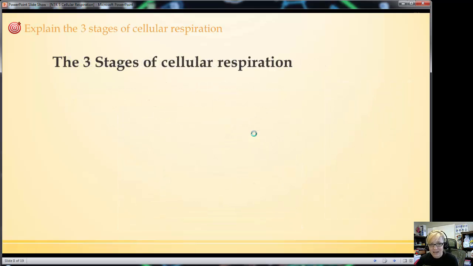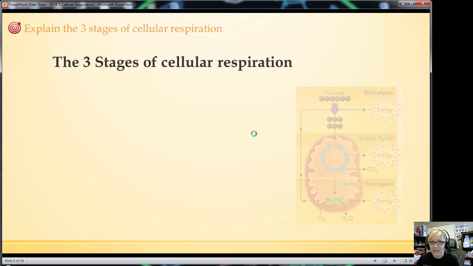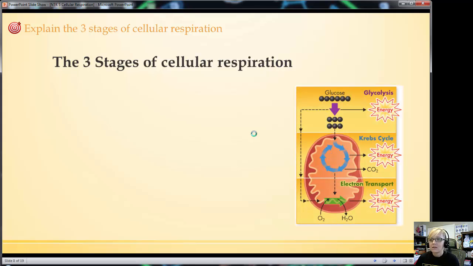Now let's move on to our next learning target, which is to explain the 3 stages of cellular respiration. I'm really summarizing it and making it as easy as possible for you guys. You need to know everything that's on this slide. So first comes glycolysis. That's our first stage, and it always needs to start with glycolysis. This is where a little bit of energy is captured to synthesize or make 2 ATP molecules.